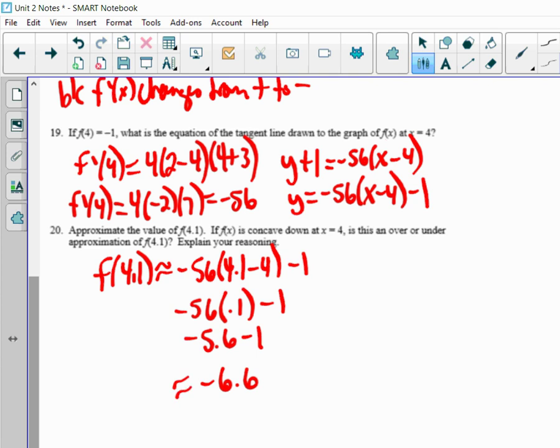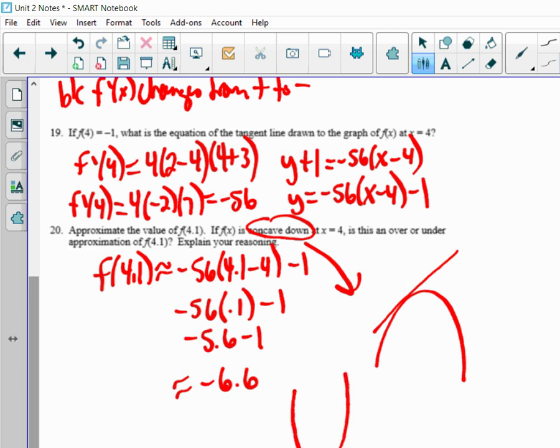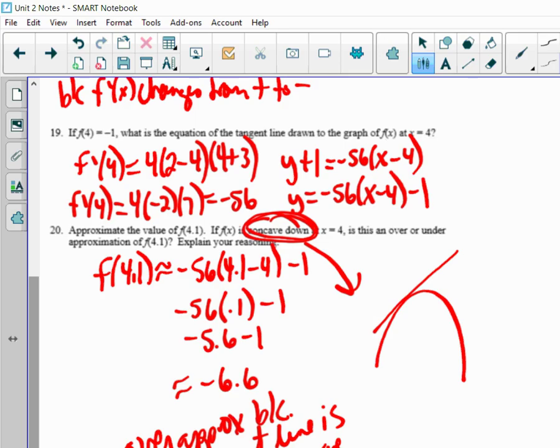It says if this graph is concave down. So here's what concave down means. Concave down would be like this. Concave down means the tangent line is drawn above the graph. Concave up would be like a parabola opening up, and the tangent line is below it. So based on whether it's concave up or concave down, tells you whether it's an over approximation or an under approximation. So concave down means the tangent line's above it. So this would be an over approximation because the tangent line is above the curve. And I wouldn't know this if it didn't talk about whether it was concave up or concave down. Okay?